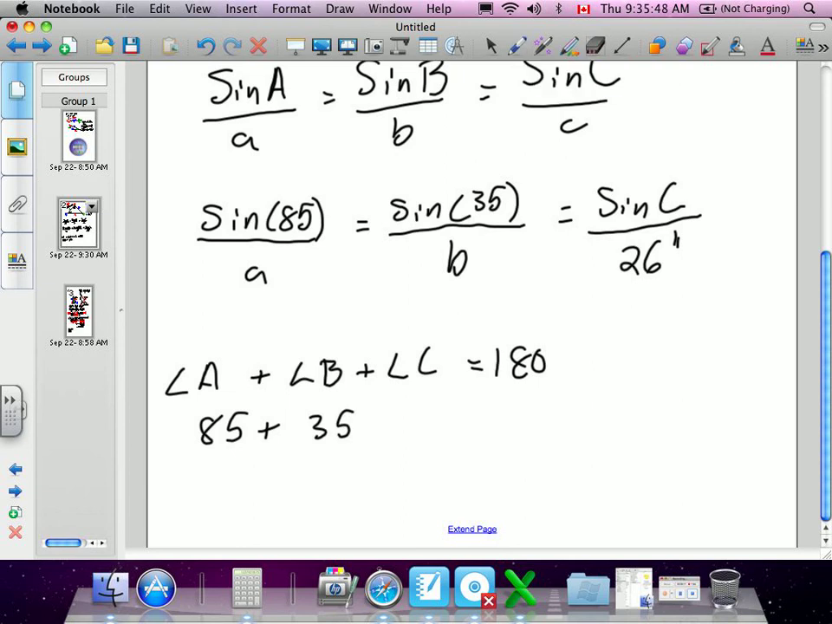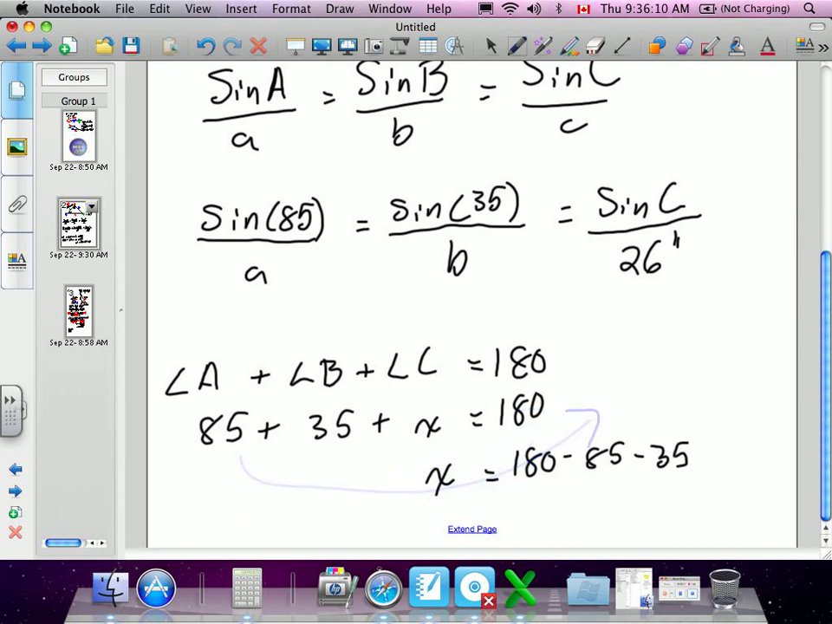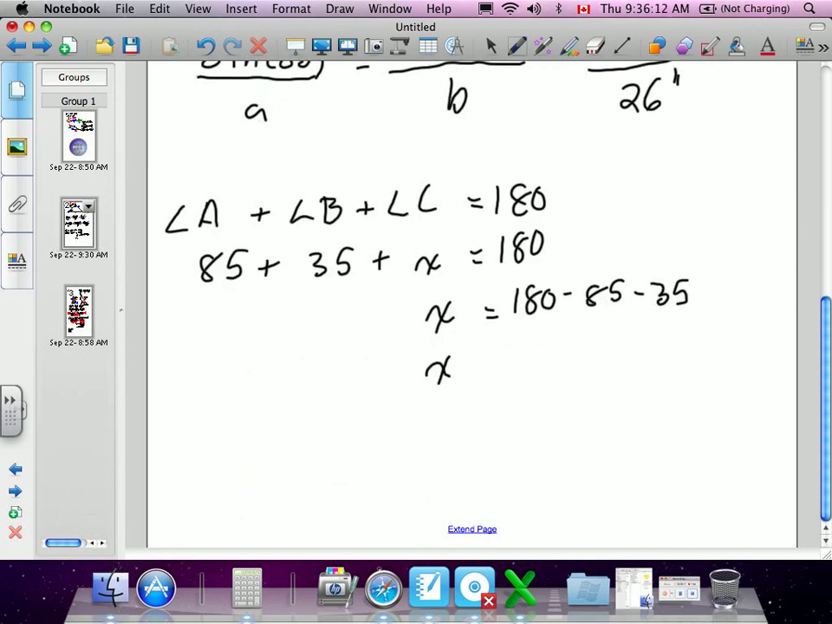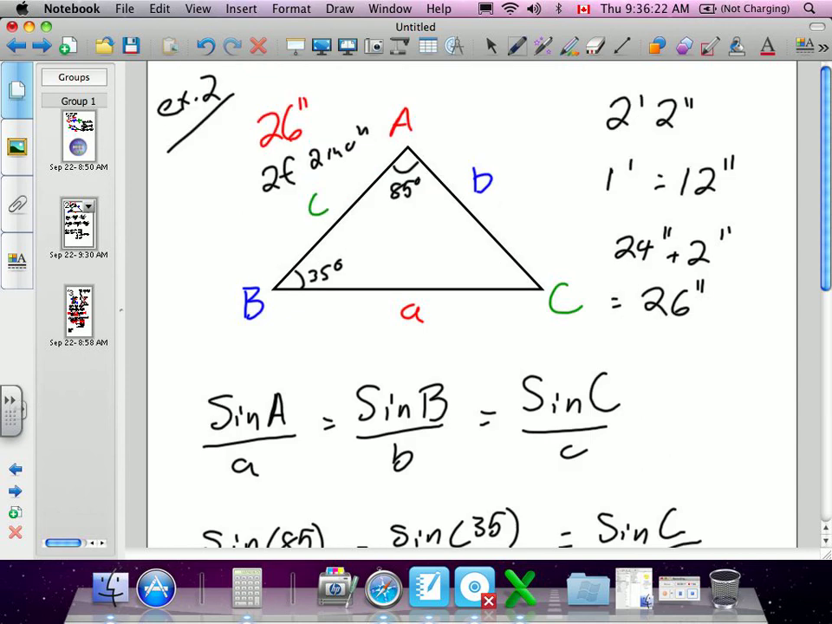We say angle C is our X right now, is equal to 180. So I need to isolate X. I need to move 35 and 85 to the other side of the equation. So our angle C is going to be 180, subtract 85, subtract 35. Is that what it is? 90, 120. Yeah, it's 60. Good. So we now know that angle C over here, we solved for it, is just 60 degrees. That's what the angle is.